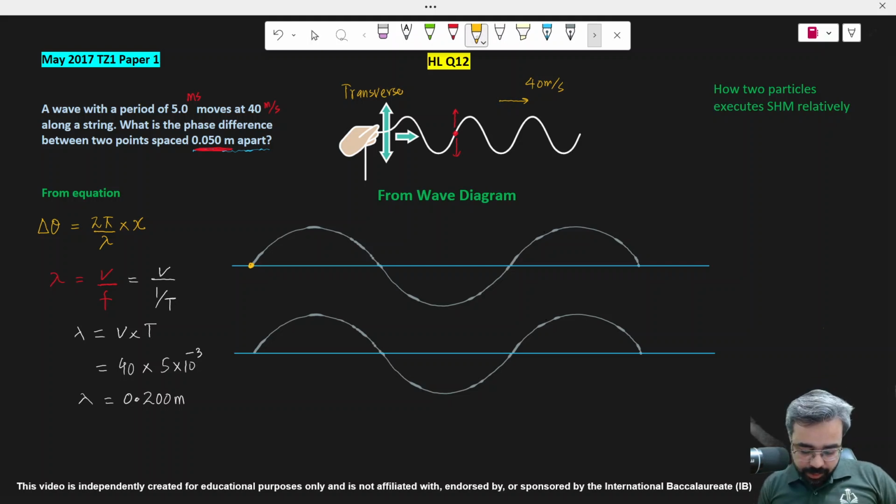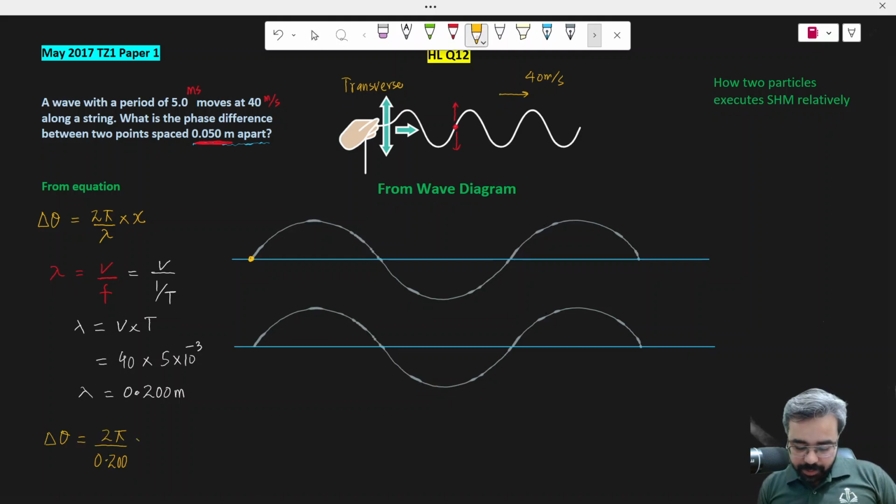Now let's plug the values into the equation, multiplying by the distance between them, which is 0.050. That is going to become 2 pi over 4, which is equal to pi over 2, which means those two particles have a phase difference of 90 degrees. That should be pi over 2 radians. So the right answer is option B for this question.